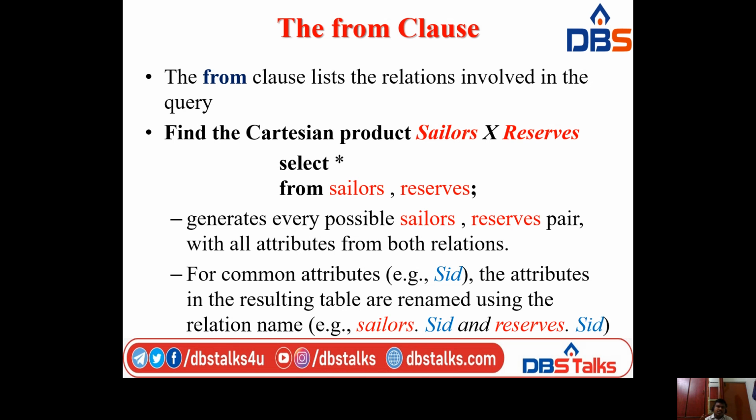It generates every possible sailors-reserves pair with all attributes from both relations. For common attributes, the attributes in the resulting table are renamed using the relation name. For the common attributes, we use some name or synonym which is especially used to distinguish the names.